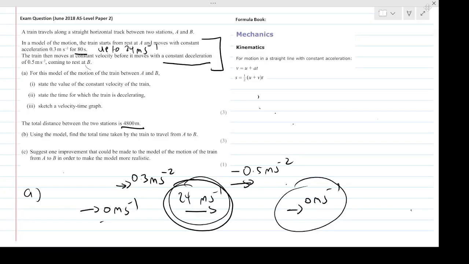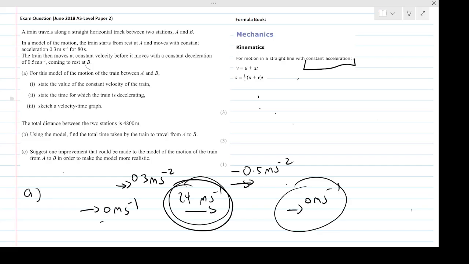Anyway, the last part of the question says, suggest one improvement that could be made to the model of the motion of the train to make it more realistic. Again, I went over this in one of the questions last time. The main criticism with what we're working with is constant acceleration. That's the key thing that holds us back. And in reality, things don't always move at the same rate.